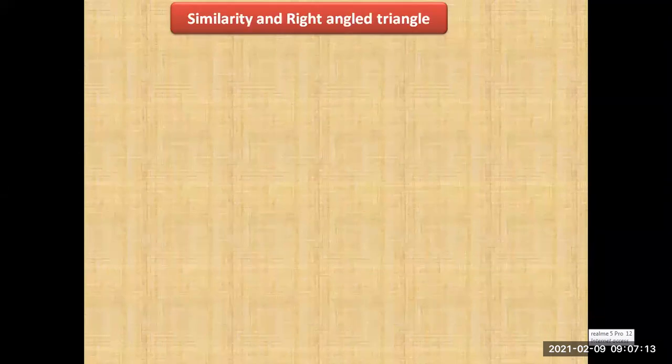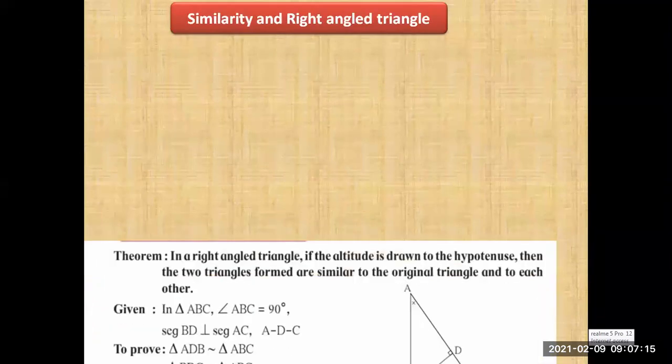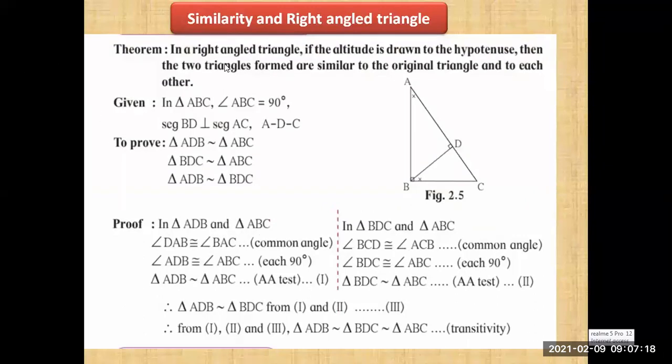Now see the first theorem, that is the similarity in a right angle triangle. First we see the statement. In a right angle triangle, if the altitude is drawn to the hypotenuse, then the two triangles formed are similar to the original triangle and to each other. So according to the statement, if we draw the altitude, this one is the altitude, BD is the altitude. If we draw the altitude to the hypotenuse, so in this triangle ABC, angle B is equal to 90 degrees and AC is the hypotenuse.